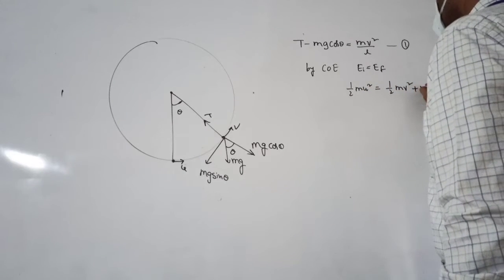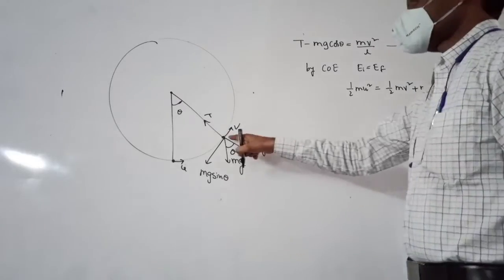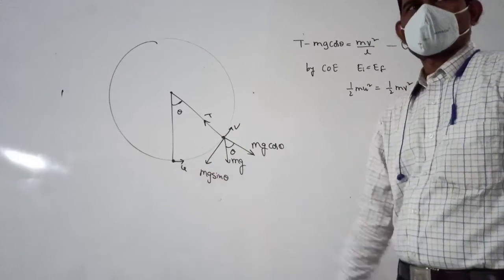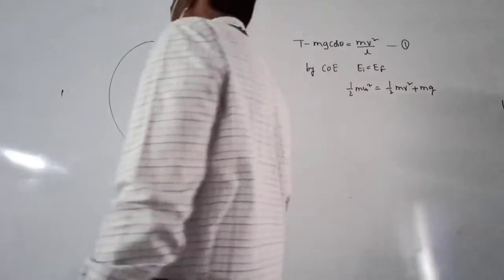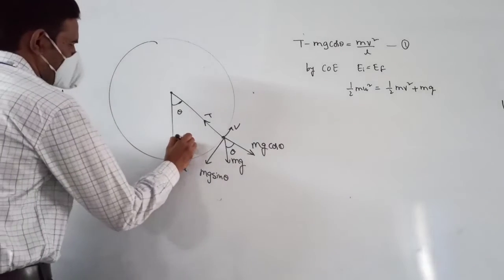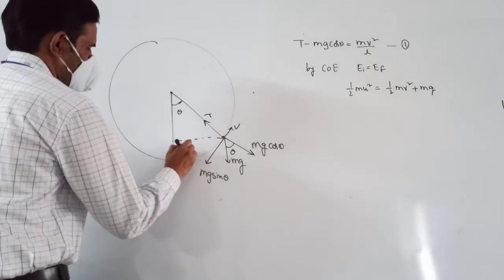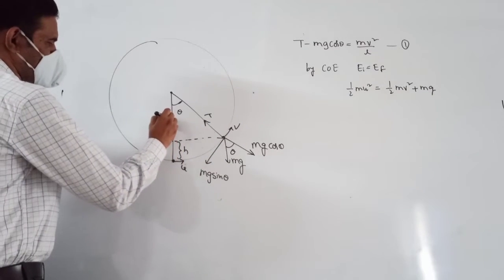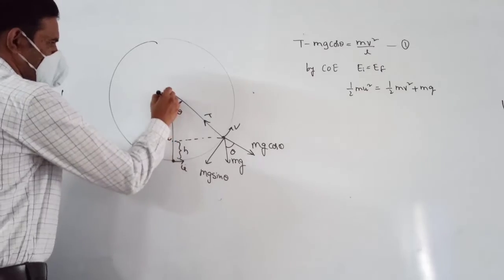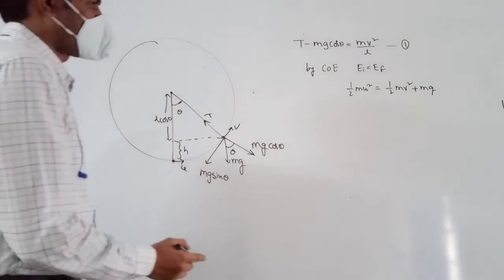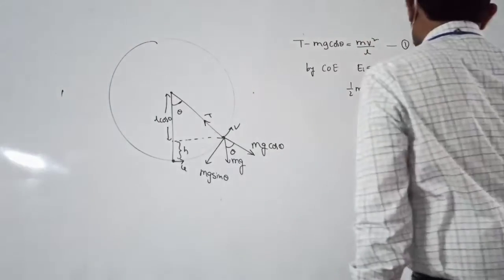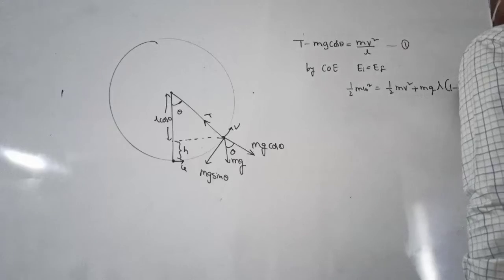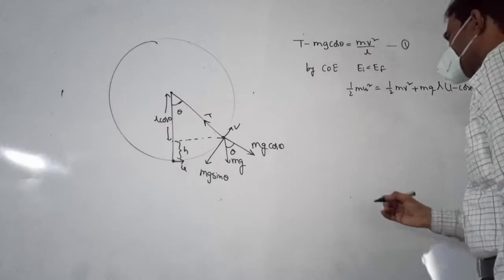Yeah, this will be L minus L cos theta. That means this height we need to write here. So you can write this as L cos theta until this. So that you can write that as L minus L cos theta, the h value. So mgL of 1 minus cos theta you can write. So this equation you can write as u square is equal to v square plus 2gL of 1 minus cos theta.